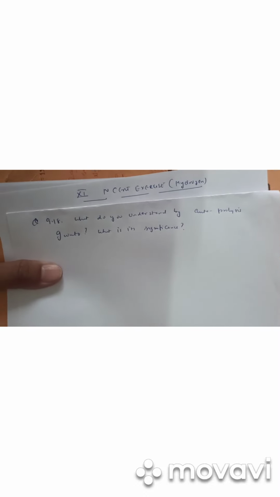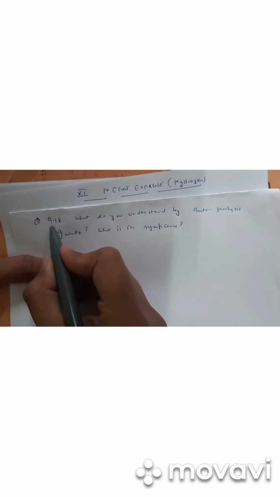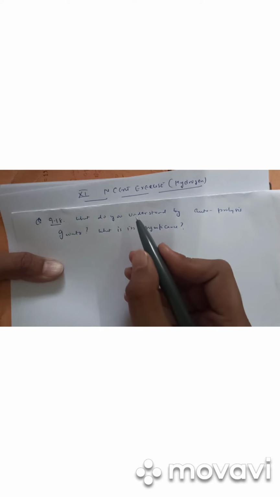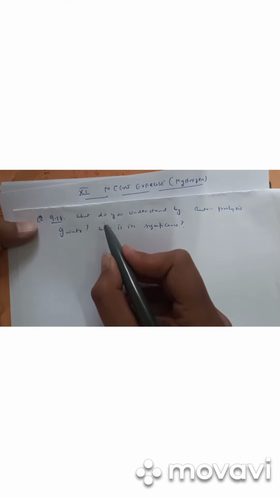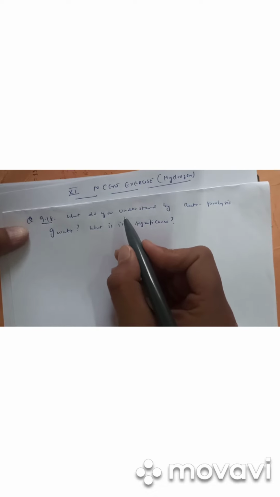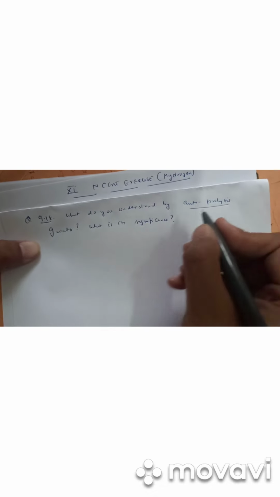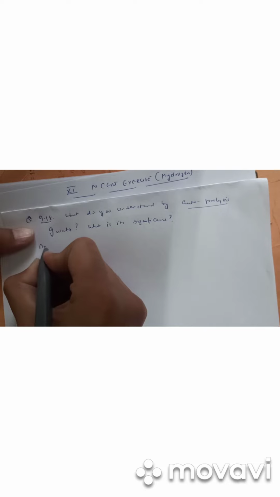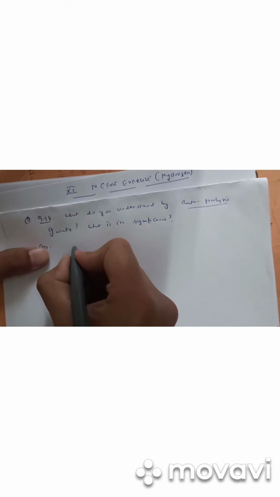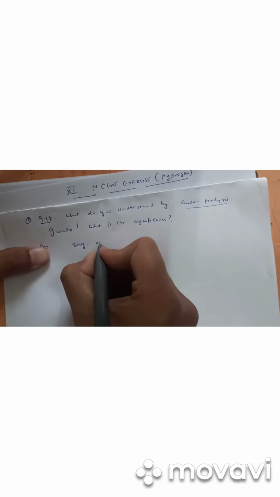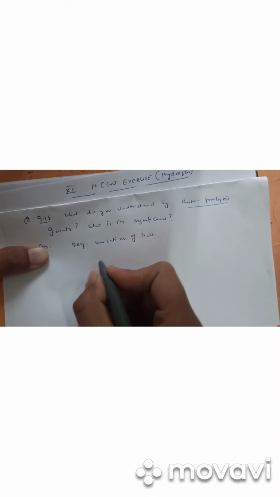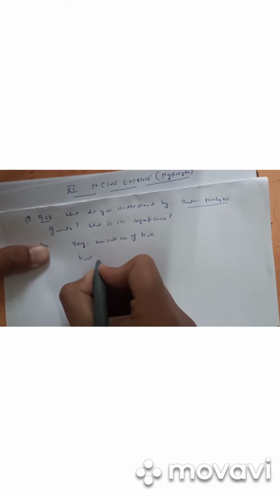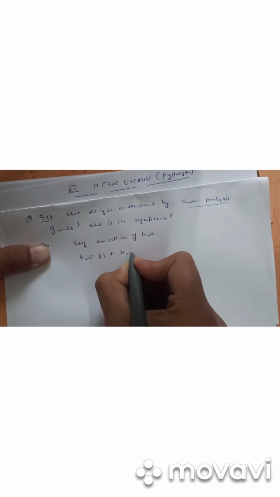Hello, dear students. I'm switching to the NCERT exercise of hydrogen, question number 9.18. The question is, what do you understand by autoprotolysis of water? So autoprotolysis means self-ionization of water, and we can represent it like this.